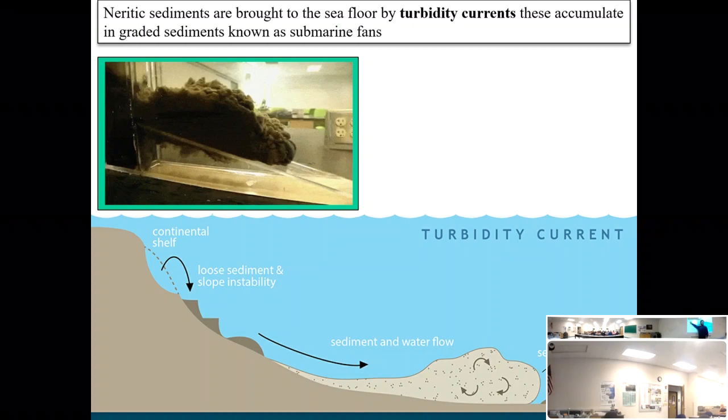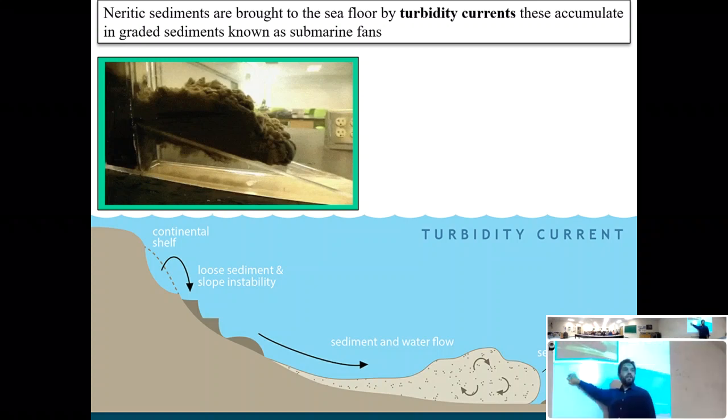So what happens is that all this stuff gets brought in by rivers into the continental shelves, and then once in a while those shelves collapse, and you get these rushings of huge, what are called submarine slides. They're like submarine landslides, of all this mishmash of sediments, dust and clays and sand and gravel and everything, and it goes rushing down the side. Those things are called turbidity currents, and they accumulate in these graded sediments that are known as submarine fans. Okay.